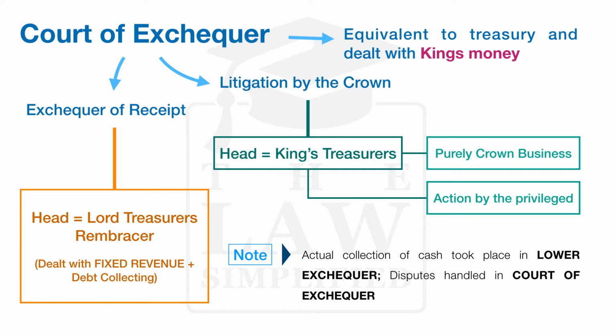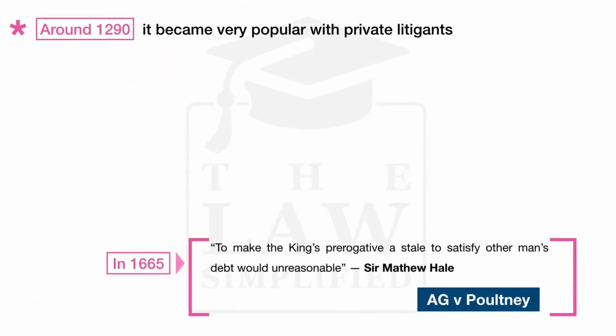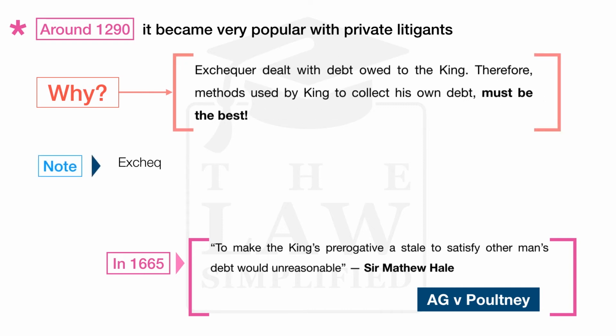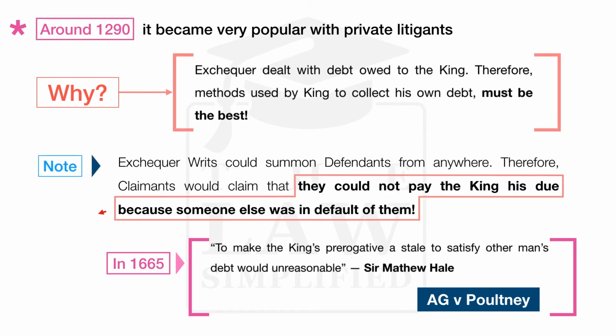For example, whether someone has paid or not, as well as whether there's a dispute in relation to the amount to be paid, and so on and so forth. Now, around 1290, this is something that became very popular because, as I noted, the Court of Exchequer dealt with the king's money, with pretty much state business, as well as in some instances one step below in relation to those of privilege, as I noted.